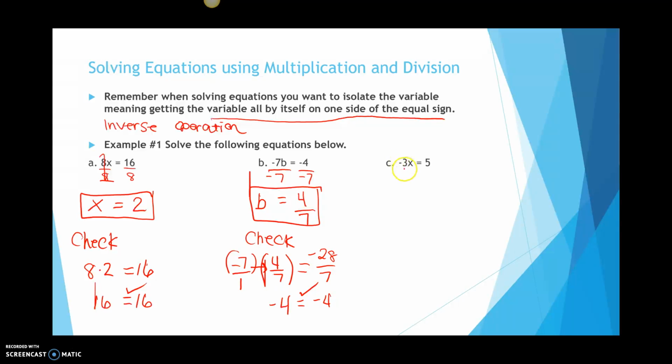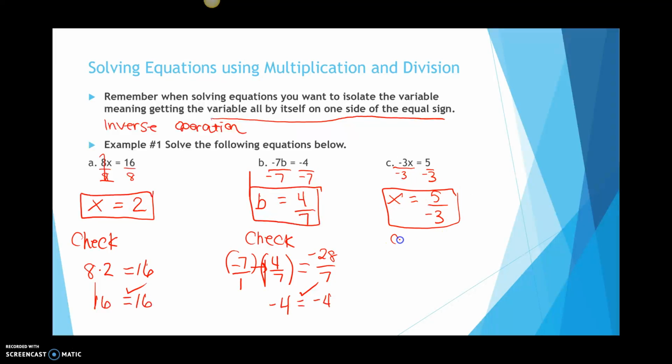For c, we're solving for x, isolating the variable, getting it by itself. We're going to take the inverse operation, dividing negative 3 to both sides. So x is going to equal 5 over negative 3. That will be my answer.